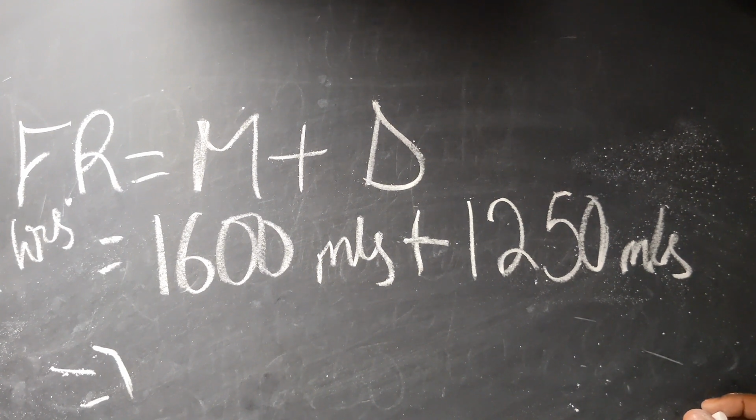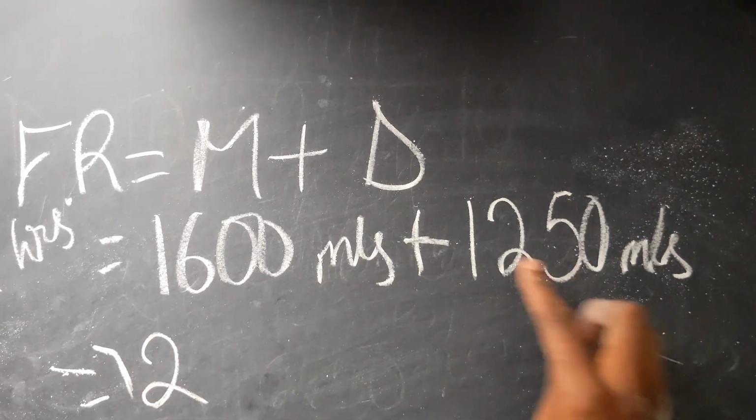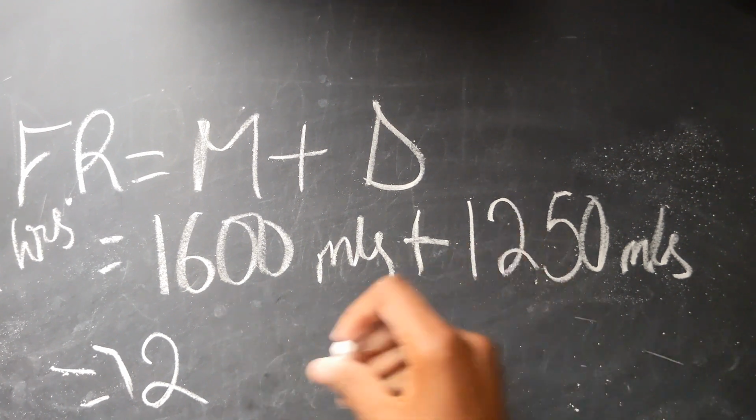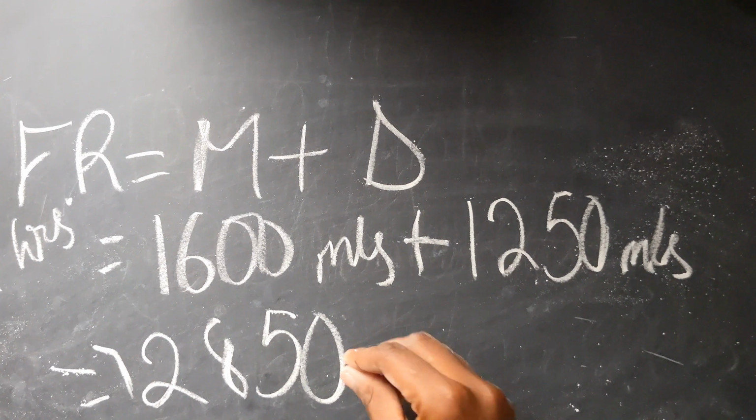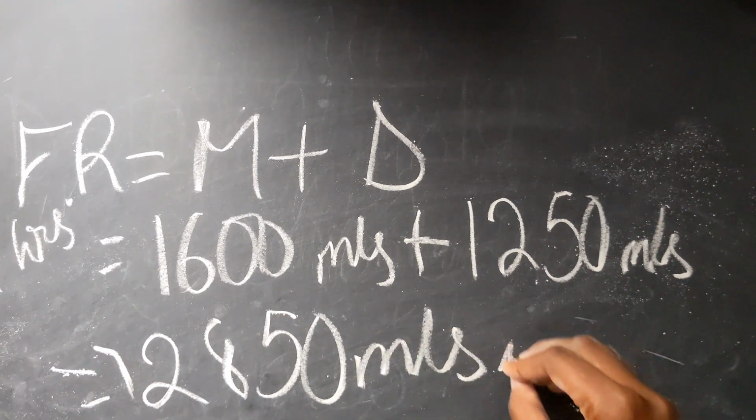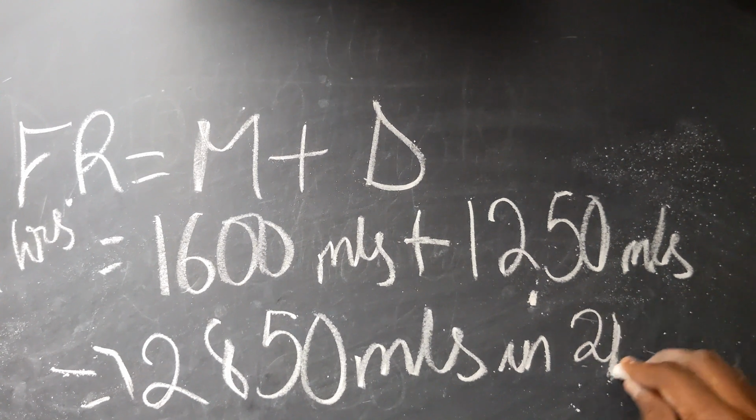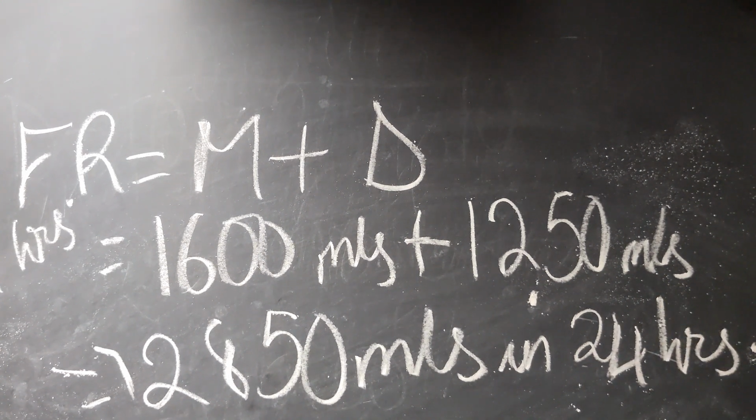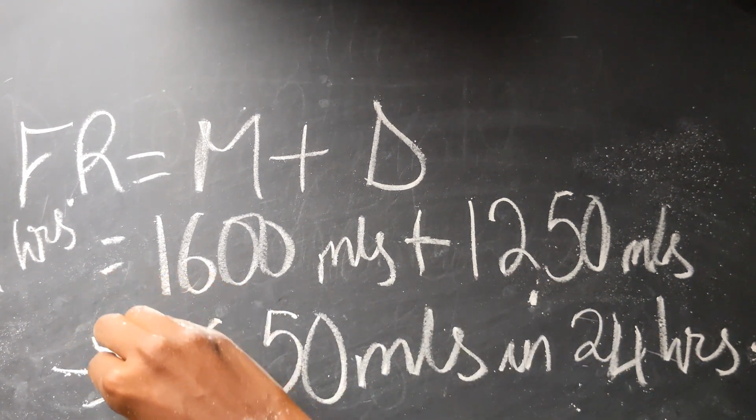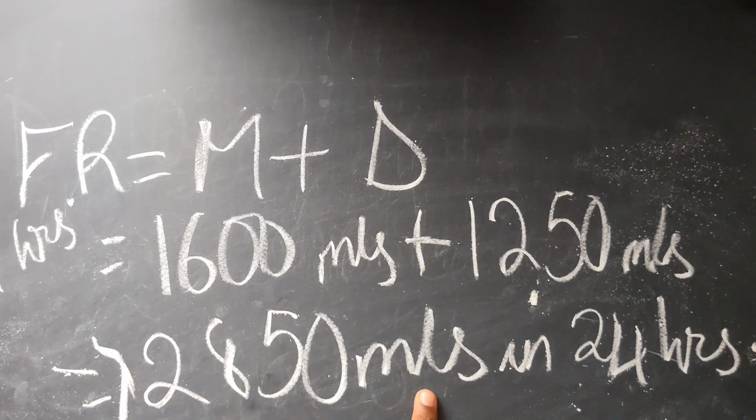So together, what do we have? We have 2,850 mils in 24 hours. Yeah, that's what we have. So we have 2,850 mils in 24 hours. This is what we give. This is the fluid required.